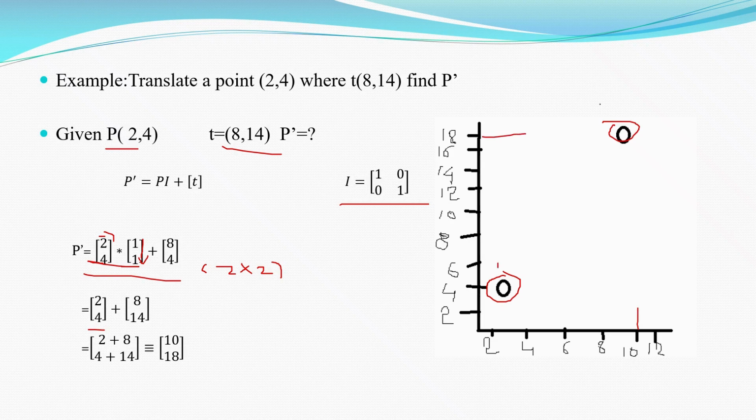So originally the object is here, and after translation it is here. In translation, we have to know that the object's size is not affected while changing the position. I hope this is clear to everyone.